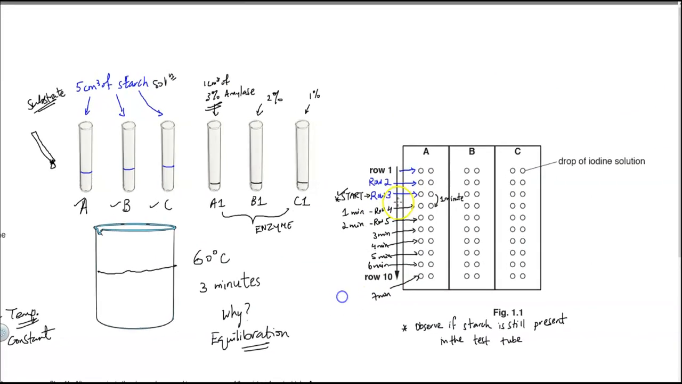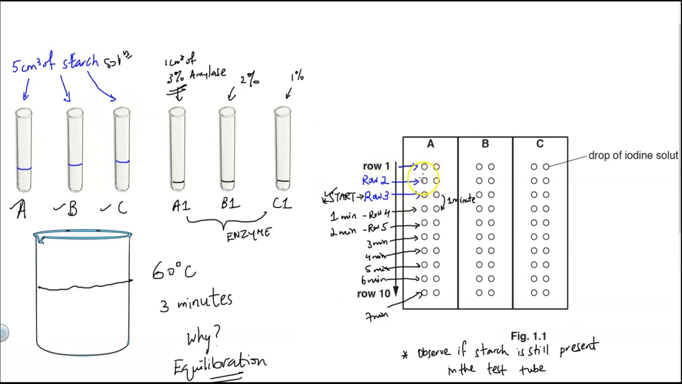In fact, I have done a little illustration here. So row 2, you're going to take the content from A1, which is basically the enzyme, and touch it here, and here, here, and here. Normally, it should not change color. The iodine should remain brown. Why is it so? Because amylase is a protein. You have absolutely no starch in A1. So what we've done with row 1 and row 2 is really to check in which test tube you really have starch. Normally in A1, there should be no starch because you have only the enzyme.